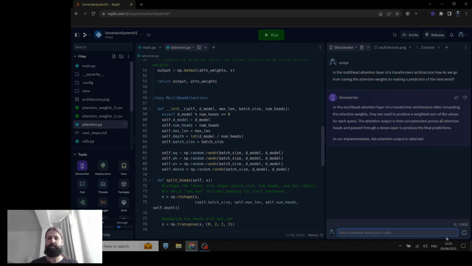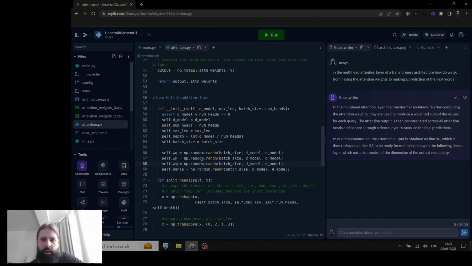This is maybe the best way to actually, the multi-head attention layer of the architecture, after computing the attention weights, are used to produce a weighted sum of the values for each query. So these are the values. This is a weighted sum. Okay, a weighted sum of the values. But then the values are what? Because so far the values have just been a projection of the input as well, which is what I don't understand.